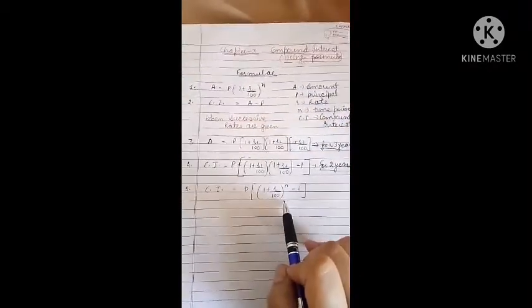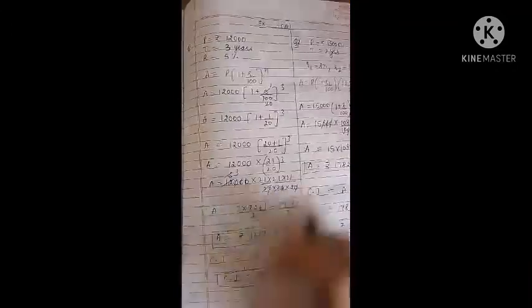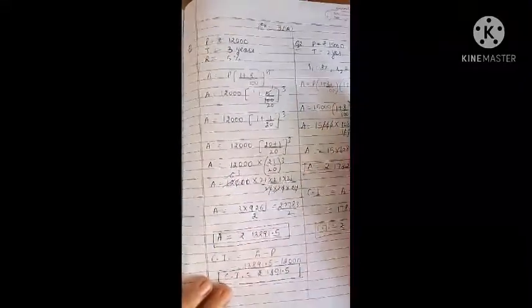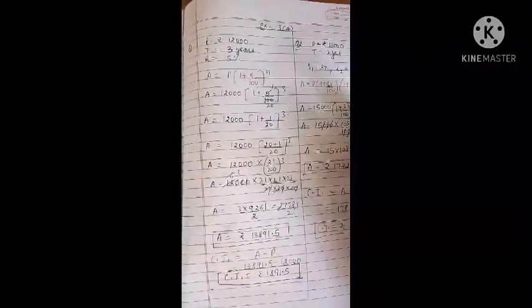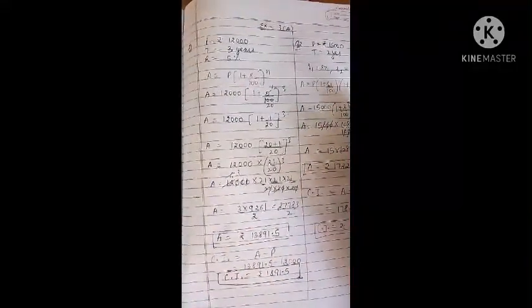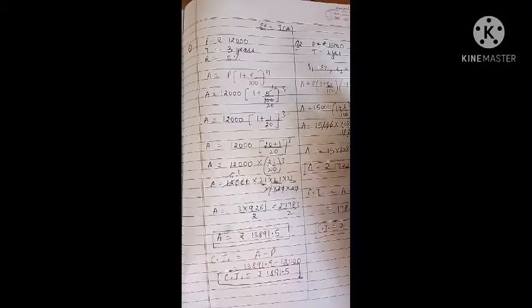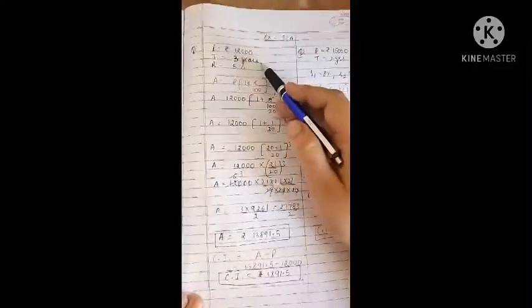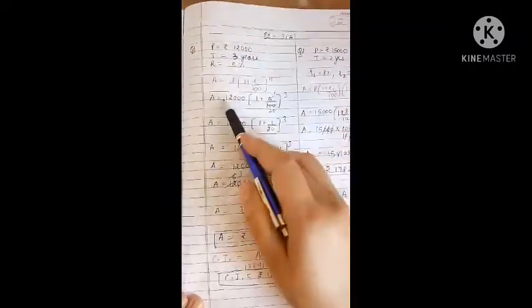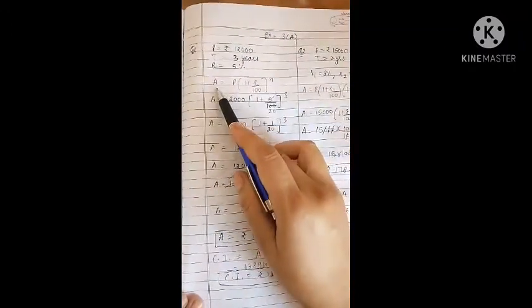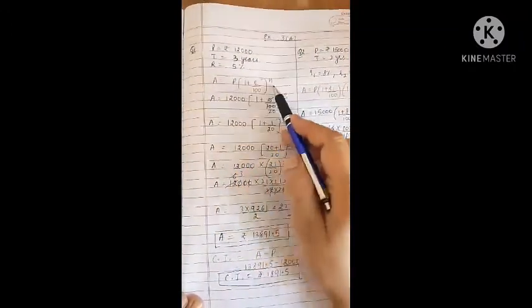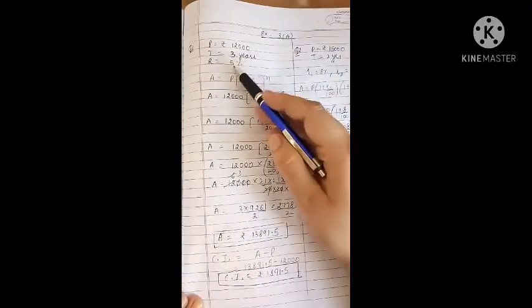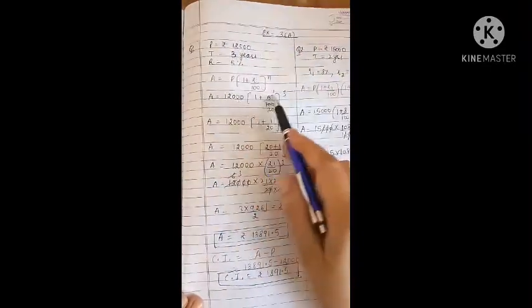Now we are going to solve the exercise based on the above formulas. In exercise 3a, your first question is: find the amount and compound interest on rupees 12,000 in 3 years at 5% interest being compounded annually. So here principal is 12,000, time 3 years, rate 5%. We can apply the formula of amount. Amount is P(1 + R/100)^n. This is n, this is R, and this is P. We can put the values.